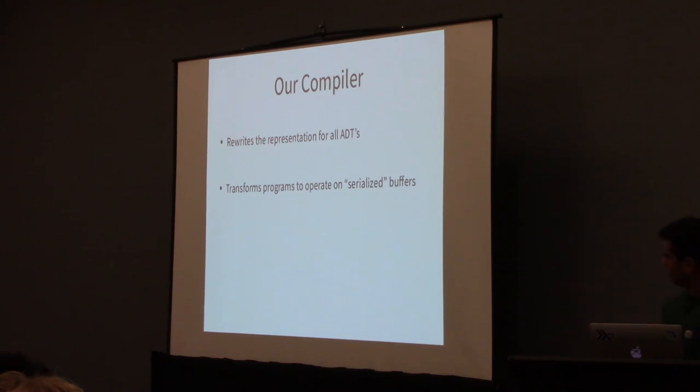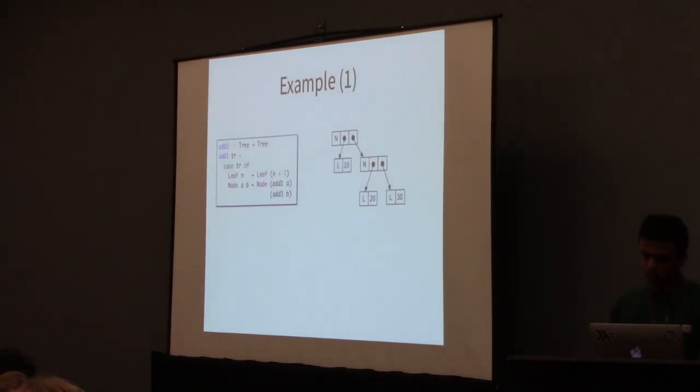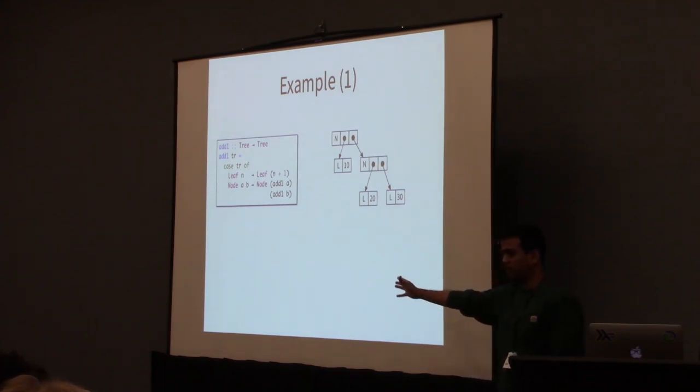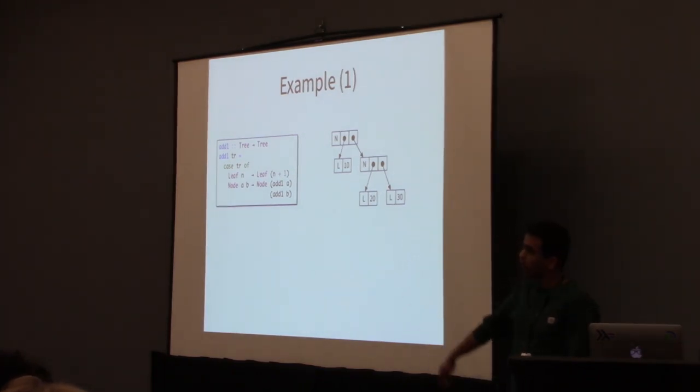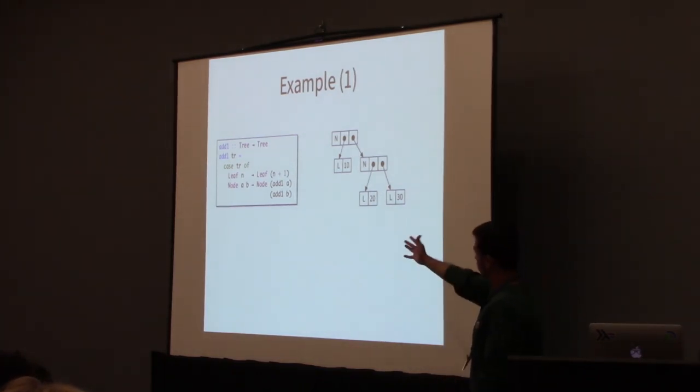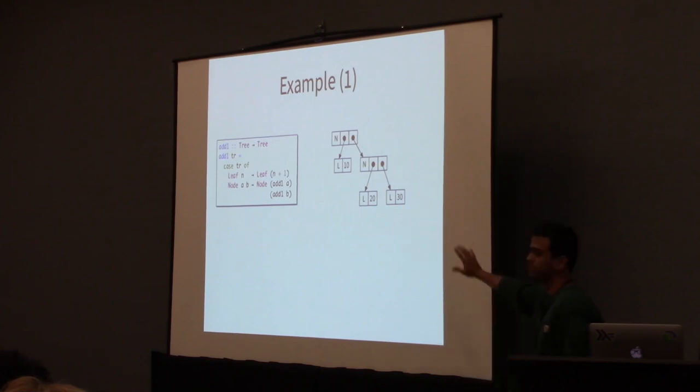So I'm going to go over how the compiler does this. But before we look at that, let's look at an example of what programs operating on these buffers look like. So this is a simple addMonth function. This is going to be the running example for most of the talk. What this does is it would iterate through this tree and bump all of the ends by one.